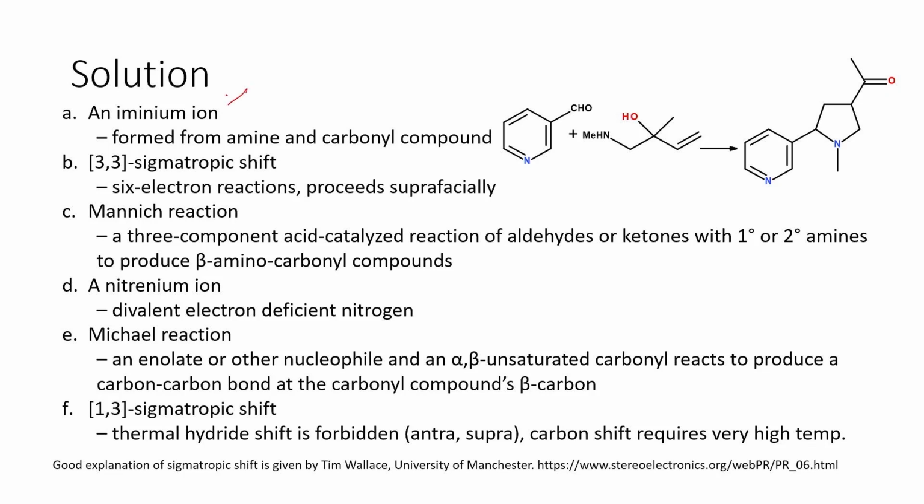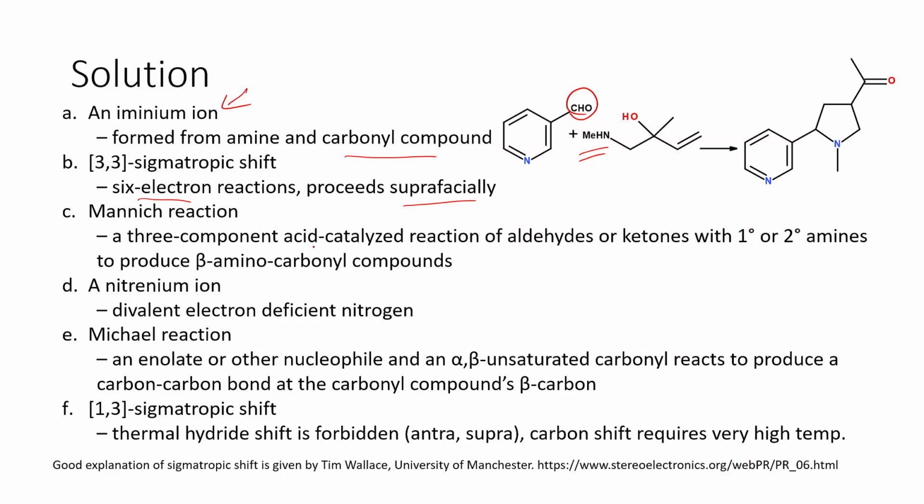So when we talk about an iminium ion, what is an iminium ion? An iminium ion is generally formed from an amine and a carbonyl compound. So here we have an aldehyde, we have an amine. So that means there is a possibility that an iminium ion can be formed. And what is the next one? That is a sigmatropic shift. A sigmatropic shift generally involves 6 electrons, and it proceeds generally suprafacially. And the next one is the Mannich reaction.